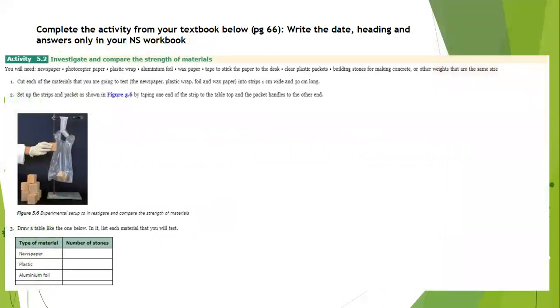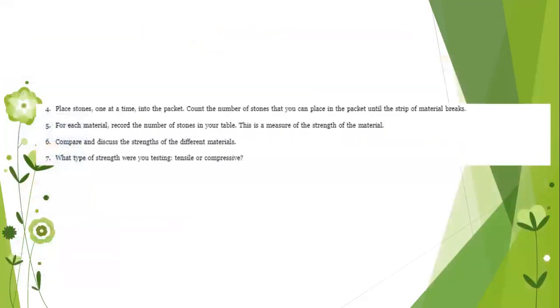In activity 2, that was the practical that I asked you to do. You had to investigate and compare the strength of different materials. Now, I hope you did follow the instructions and were able to record yourself performing this experiment. Right, the steps were all given to you and there were some questions to answer. I hope you were able to answer the questions in your book.